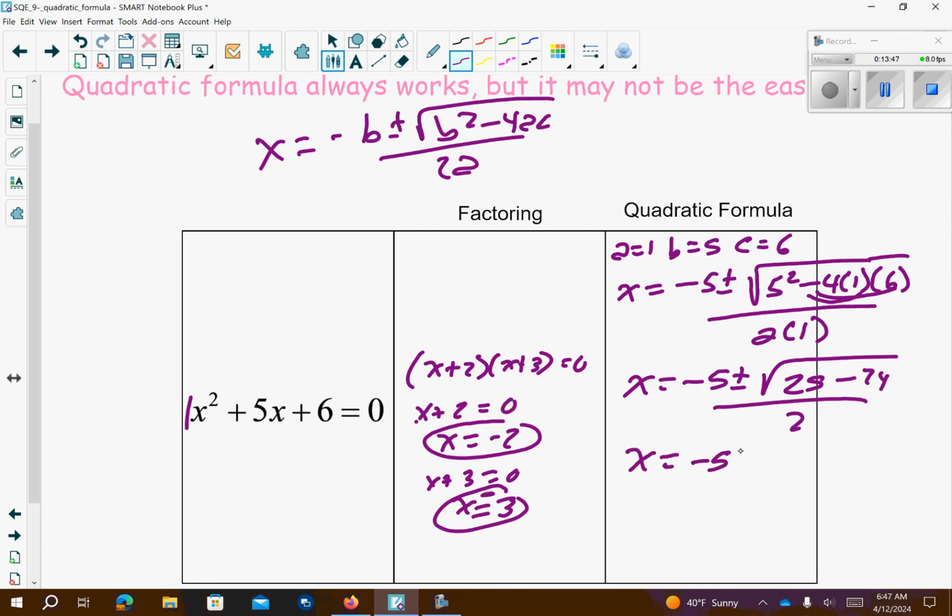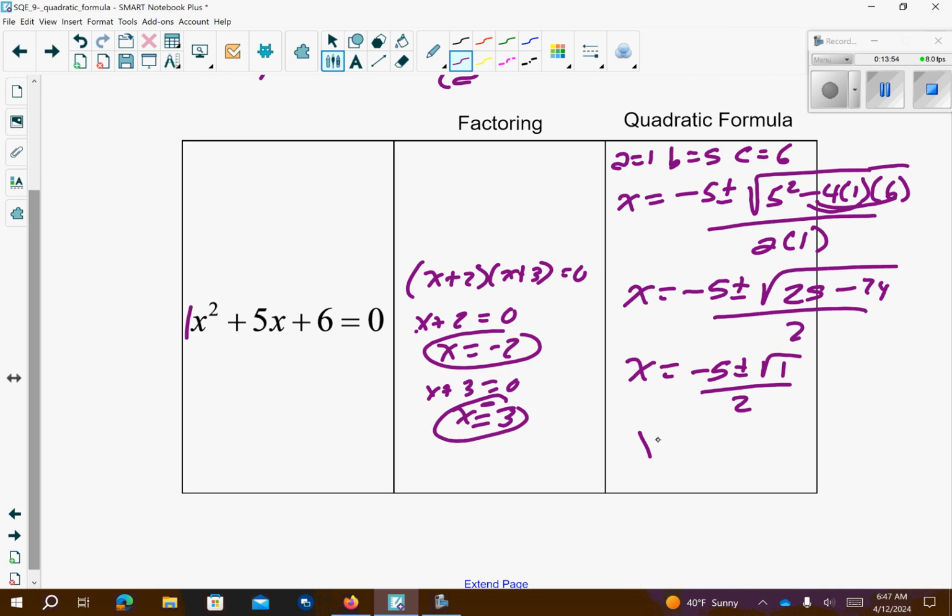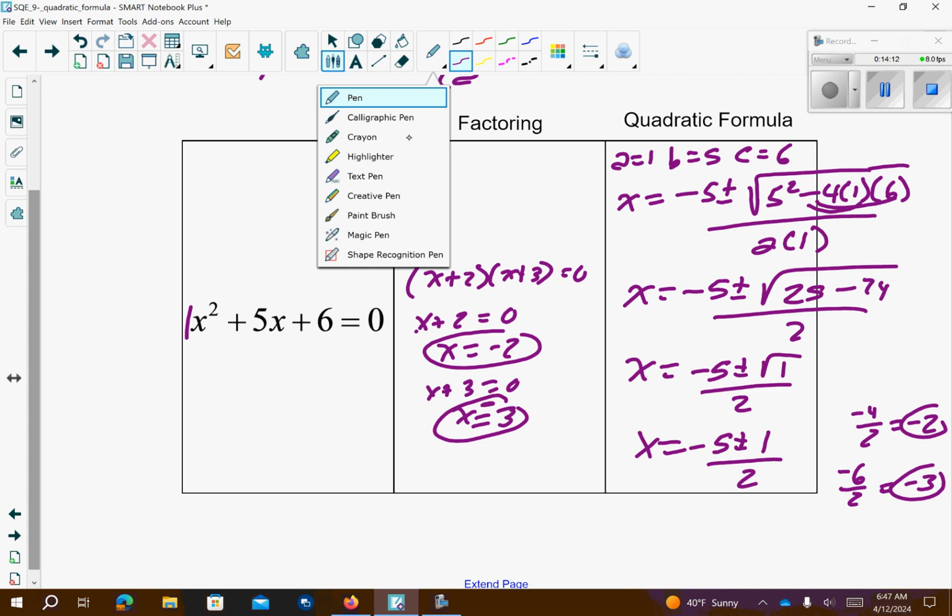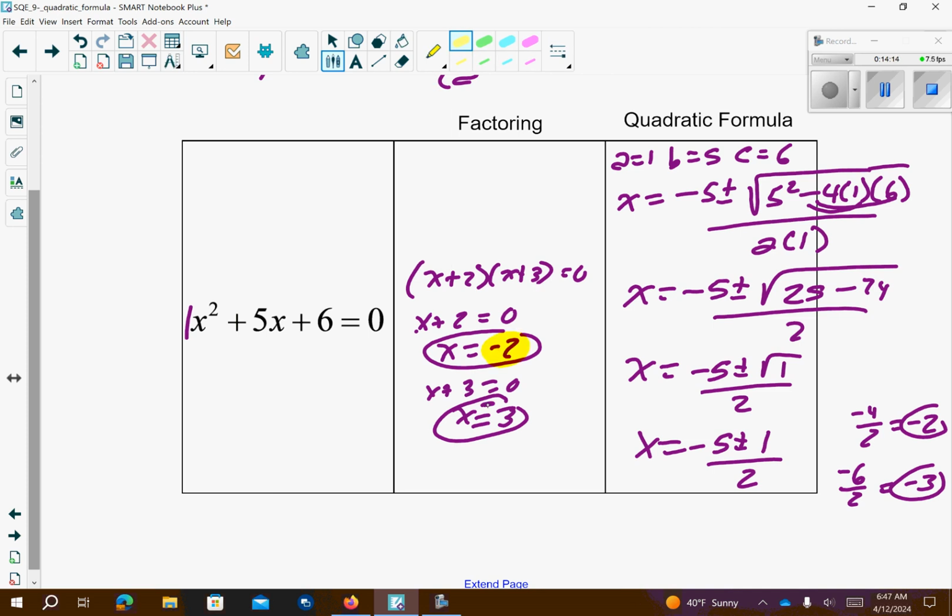X equals -5 plus or minus 25 minus 24 is 1. So I get square root 1. The square root of 1 is 1. All right, -5 plus 1 is -4 over 2. Reduce that, gives me -2. -5 minus 1 is -6 over 2, which is -3. So take a look. I got -2 and -3. -2 and -3. So it works nicely.